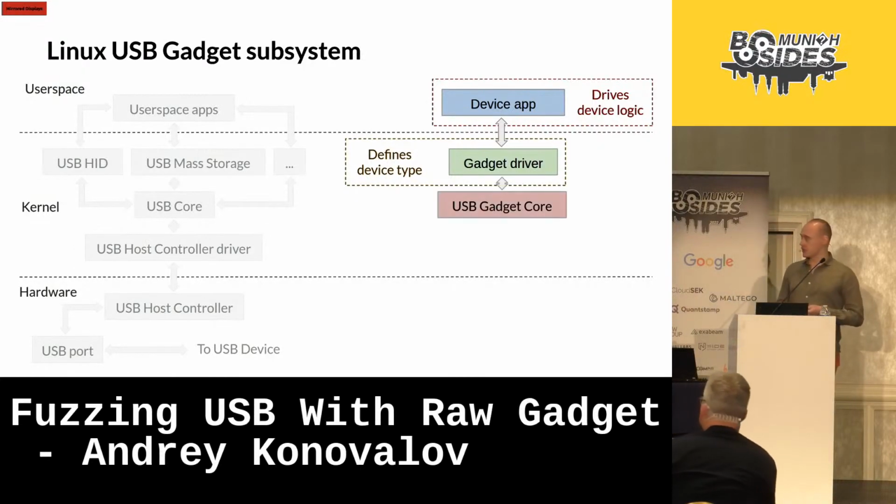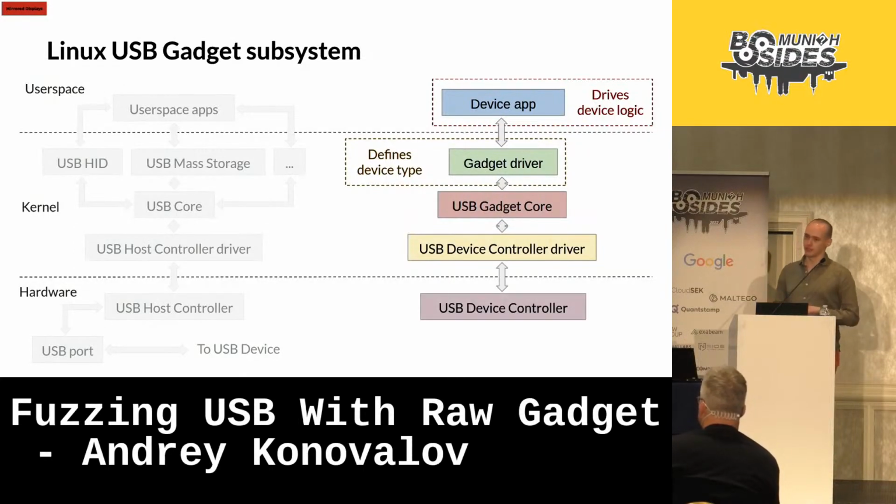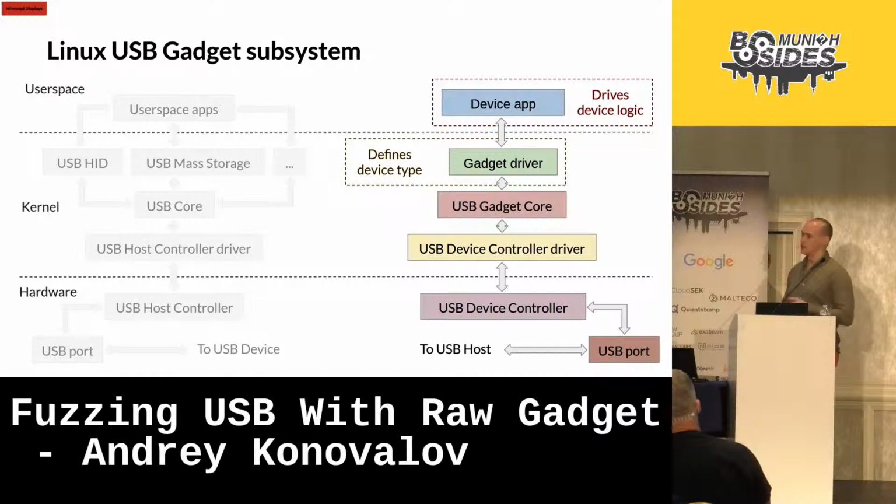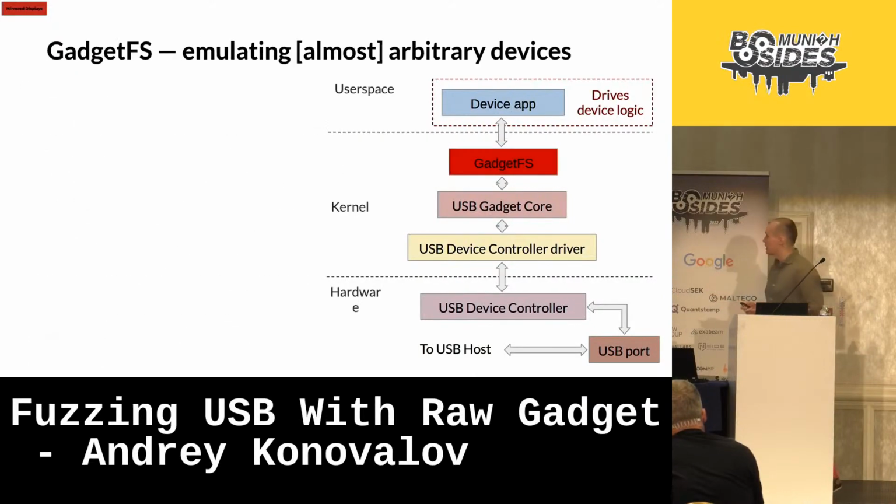Then, similar to the host, we have an abstraction layer called USB Gadget Core, and behind this abstraction layer, we have the device controller driver. Unlike the host controller driver, this driver is for the device controller that knows how to communicate over the USB wire while being a device, not being a host, right? And then we have the USB port, which is supposed to be plugged into a USB host. And this part on the left allows us to use a Linux-based board to emulate USB devices.